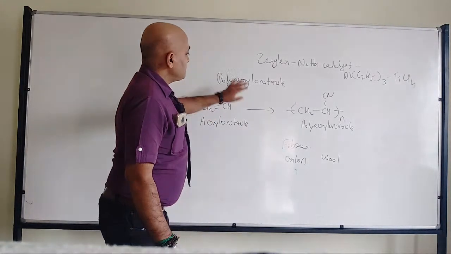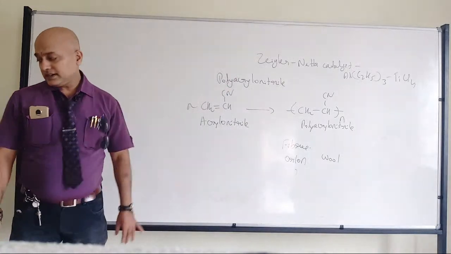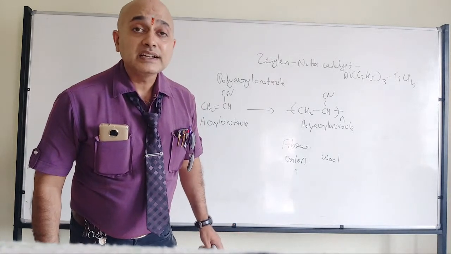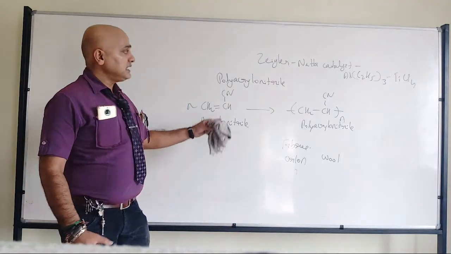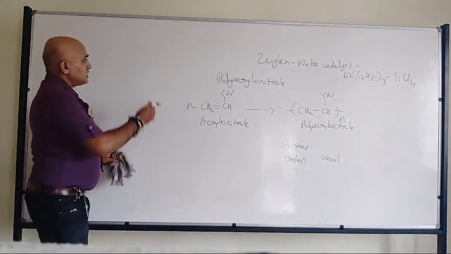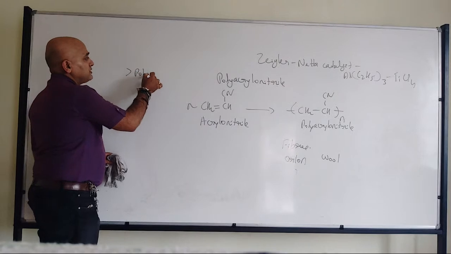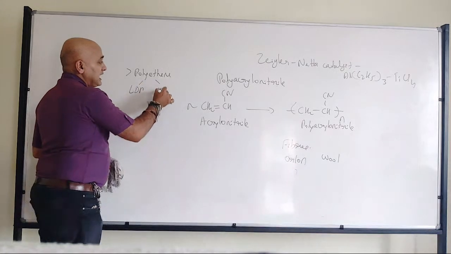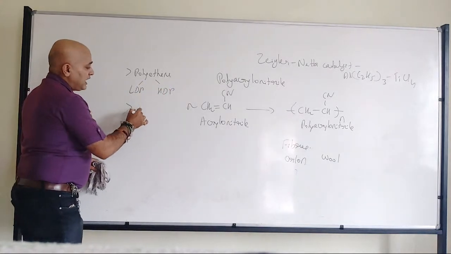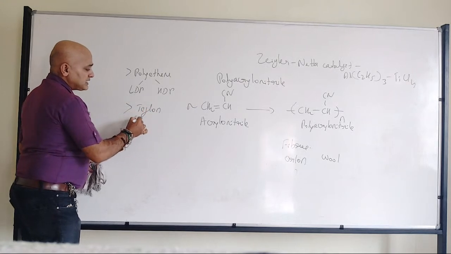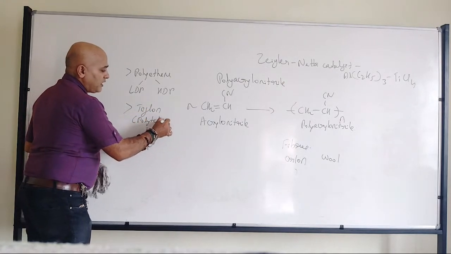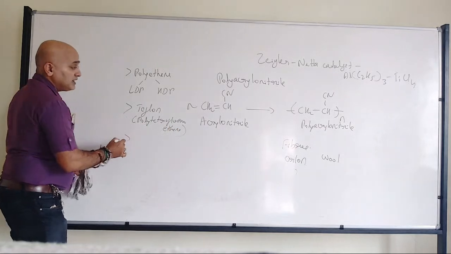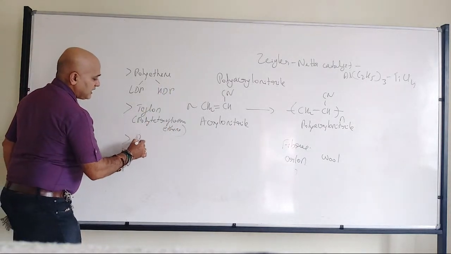Fine. So these are some of the examples of addition polymers. Any doubt in this? Because tomorrow we are going to start with condensation polymers. But any doubt in addition polymers? So in addition polymers, what all have we discussed? We have discussed polythene. In that we have low density polythene and high density polythene. Then we have discussed Teflon. What is Teflon? Teflon is nothing but polytetrafluoroethene. That is nothing but Teflon. Then we have discussed polyacrylonitrile.